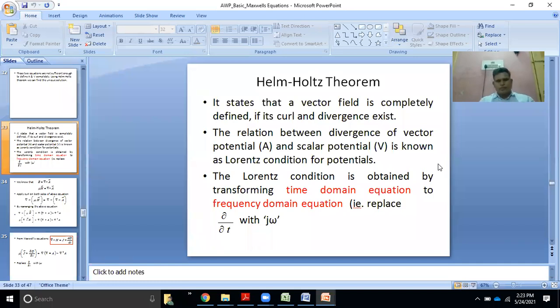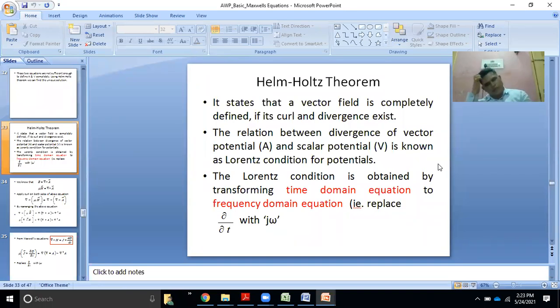Theorem. Okay, what is this Helmholtz theorem? Actually, we have discussed the basic Maxwell's equations. After the basic Maxwell's equations, we have discussed scalar potential and vector potential.